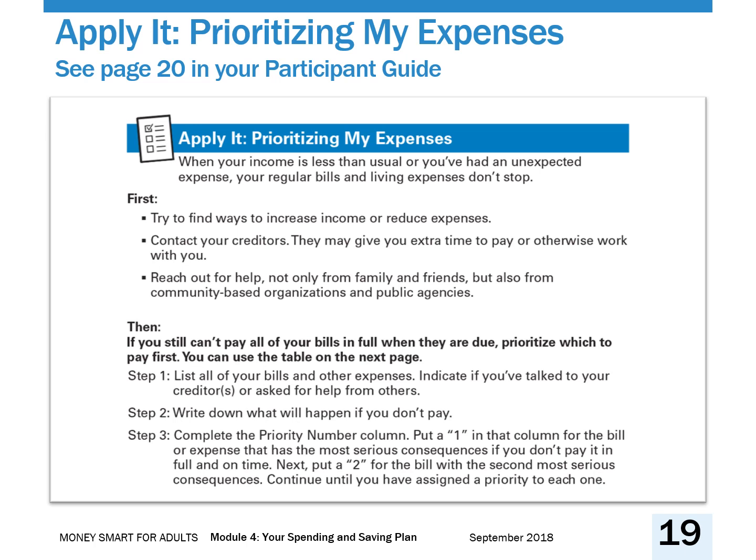Now, please turn to Apply It, Prioritizing My Expenses on page 20 in your participant guide. You can use this worksheet after today's training when money is short and you must choose which expenses to pay first. The Apply It includes an example. A phone bill for $50 is due January 5th. This person cannot pay it on time and in full this month, so they call the creditor. In this case, the phone company.